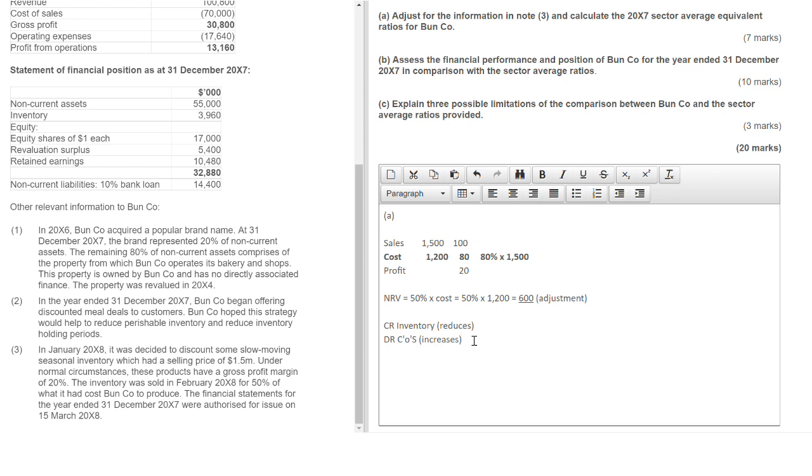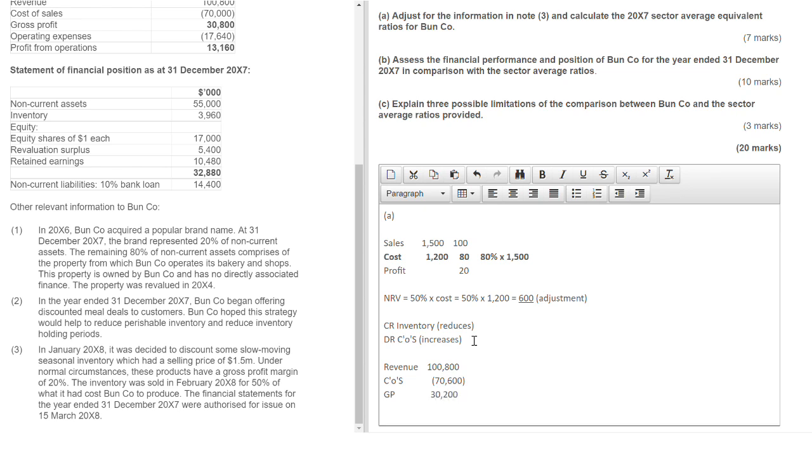Okay. So in order to process that adjustment, what you're going to find is that now your cost of sales, well, let's draw out your statement of profit or loss. Revenue is going to be untouched, so that's going to stay at the 100,800. Your cost of sales should now be 70,600, and gross profit should therefore now be 30,200.